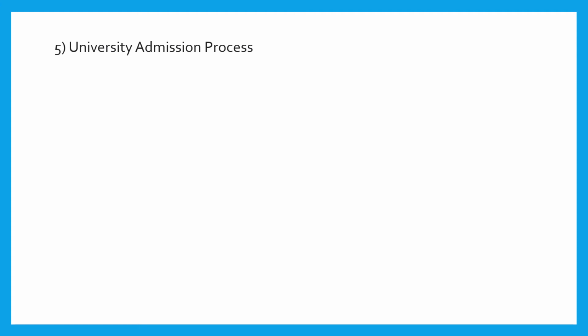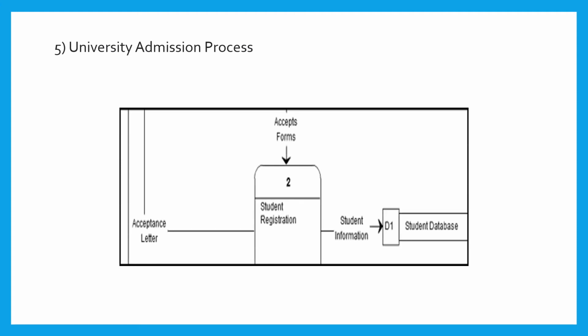University admission process. University admission data flow diagram. University admission or college admission is the process through which students enter tertiary education at universities and colleges. Systems vary widely from country to country and sometimes from institution to institution.